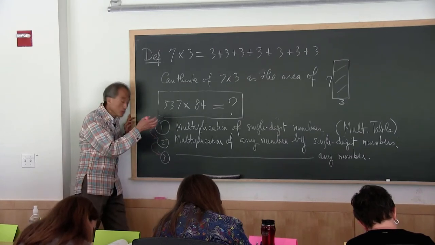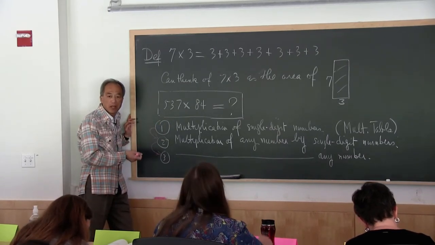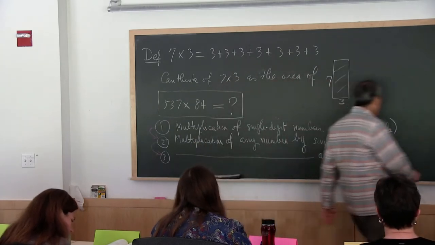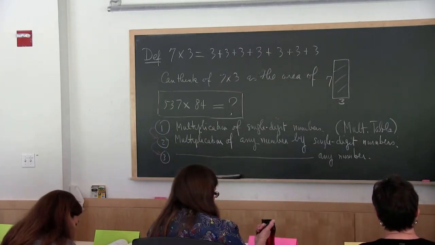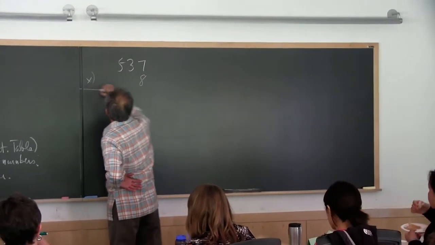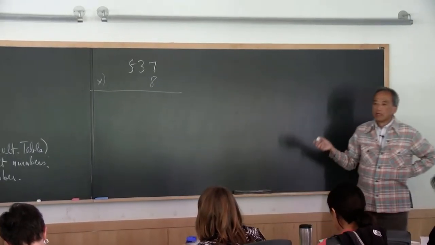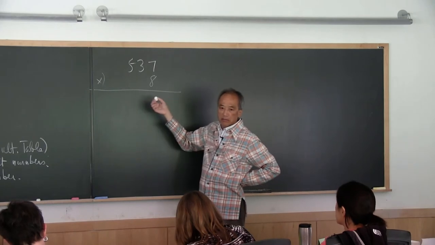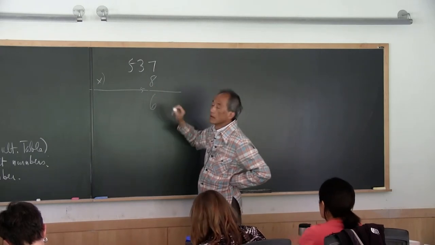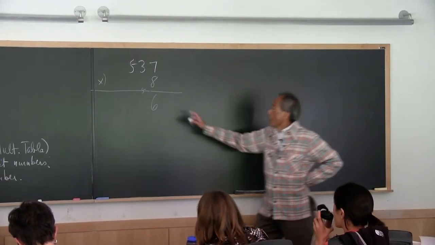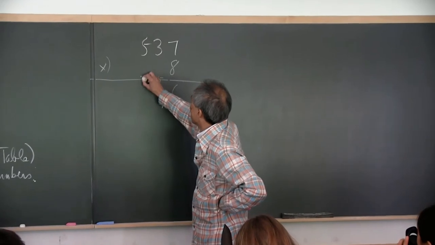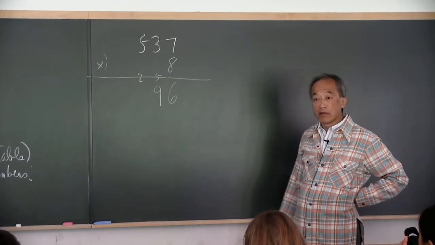So I want to show you how knowing how to multiply single-digit numbers allows you to multiply any number by a single-digit number. The algorithm in that case, you all know very well. For example, 537 multiplied by 8. What is it? You know the multiplication table. Therefore, 8 times 7, you know it's 56, right? Eight times 3 is 24. 24 plus 5 is 29. 8 times 5 is 40, so it's 4,296.